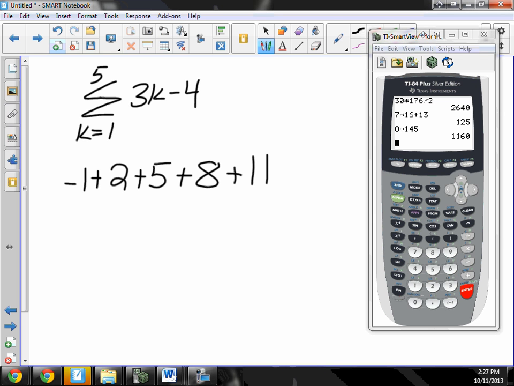So now I have to add all those together. So that's 19 plus 5 is 24, plus 2 is 26, minus 1. Wait, 27. Did I do that wrong? So 20. All right, I don't trust myself.